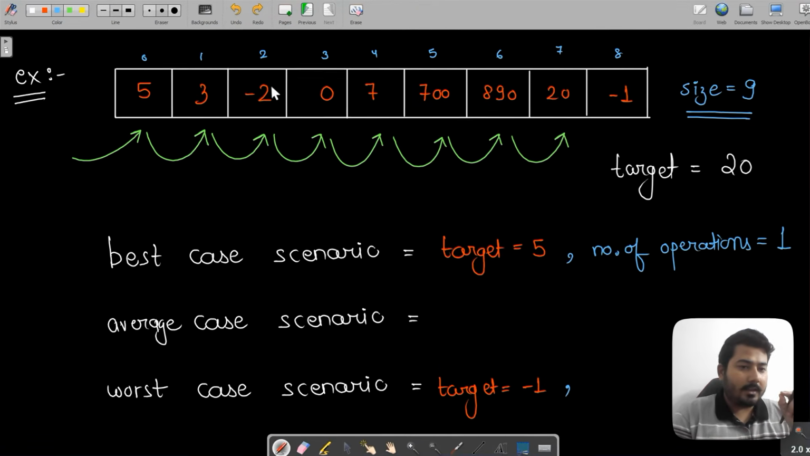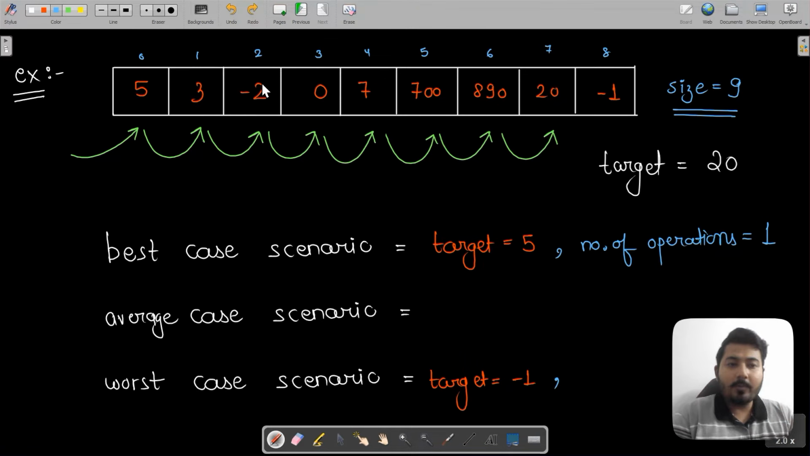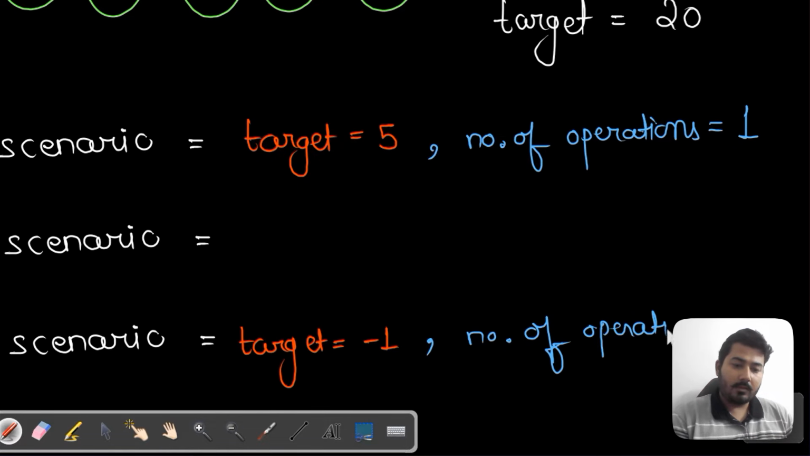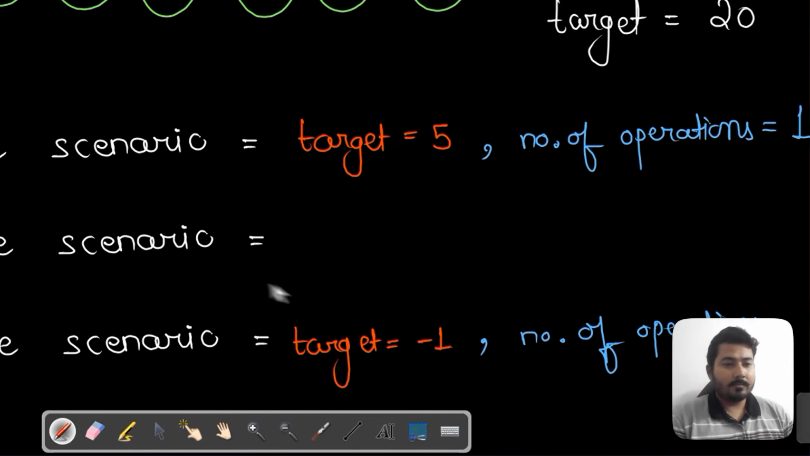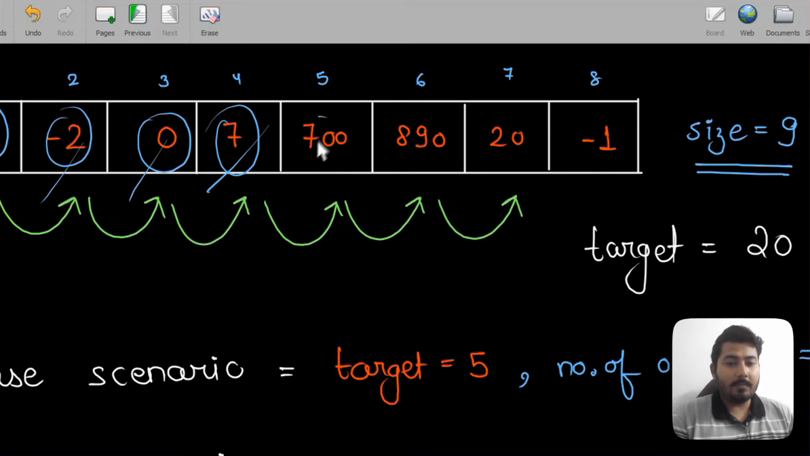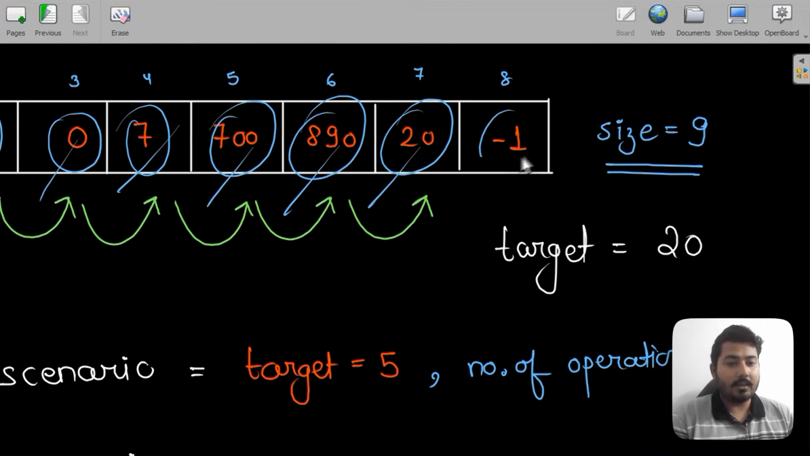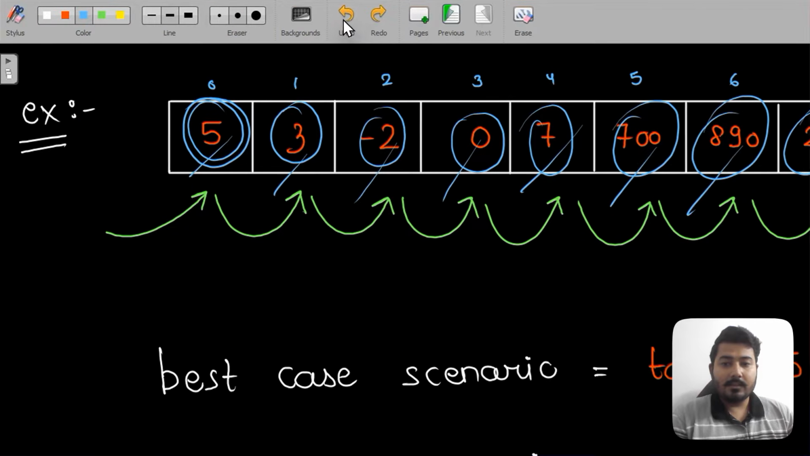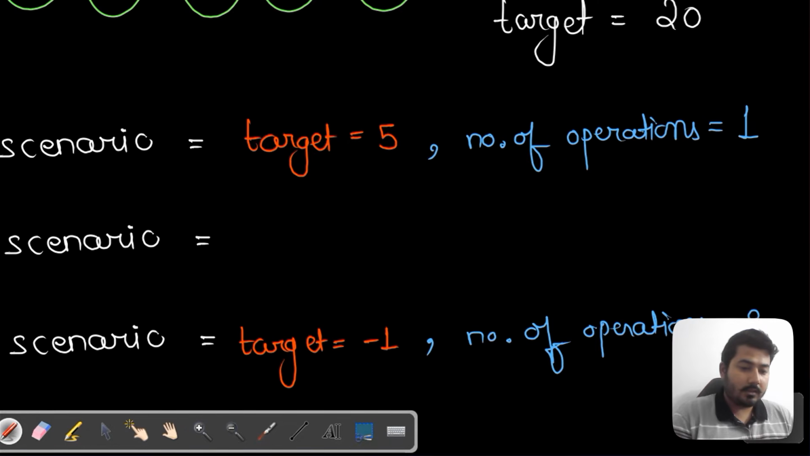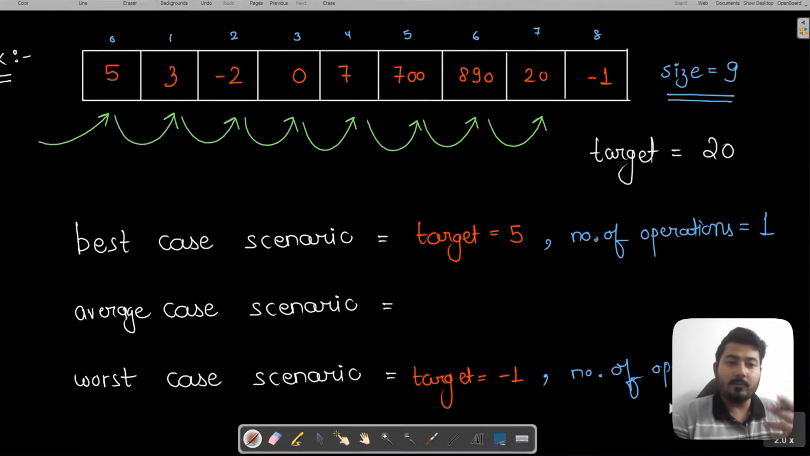If you are going till the very end, what is the number of operations you took? Well, according to me, you have compared your current value with the target one time here, then second time here, then third time, fourth time, fifth time, sixth time, seventh time, eighth time, ninth time here. That means you took 9 operations while trying to find your solution.